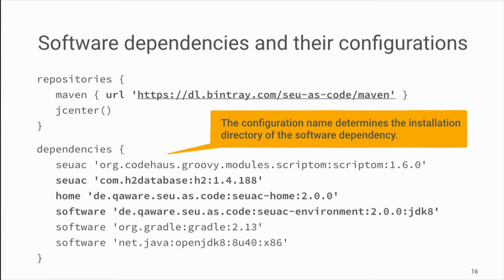Now this is where the heart is, okay? The software dependencies. You see that here is home, here is software, and those configurations match the directory names of the layout, okay? This determines where this dependency will be unpacked into. If you write home here, this software dependency will end up in the home directory. And if you write software here, it will end up in the software directory. So quite simple, to be honest.